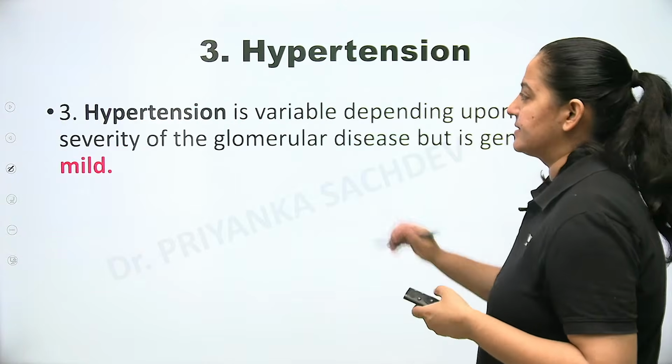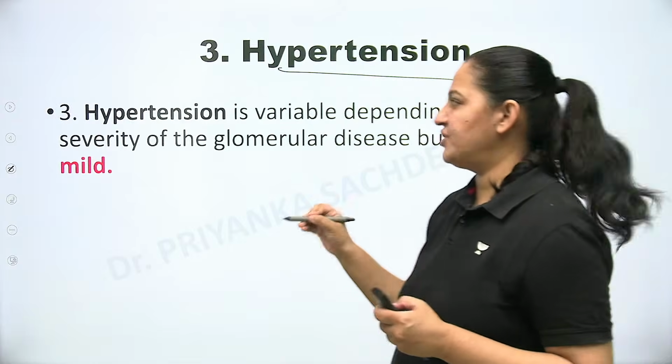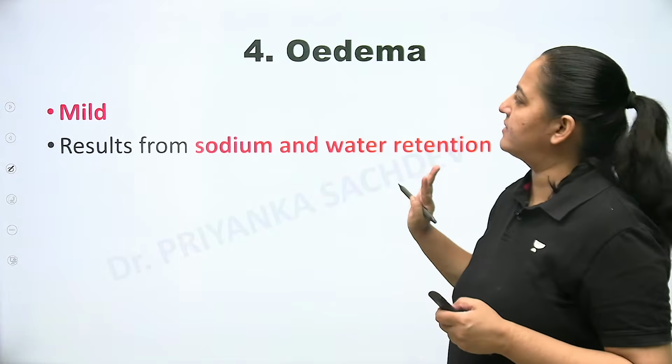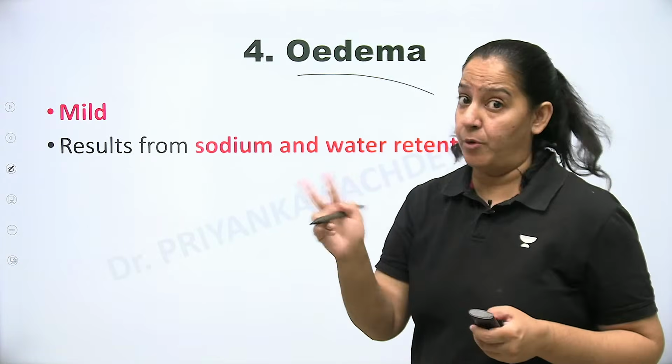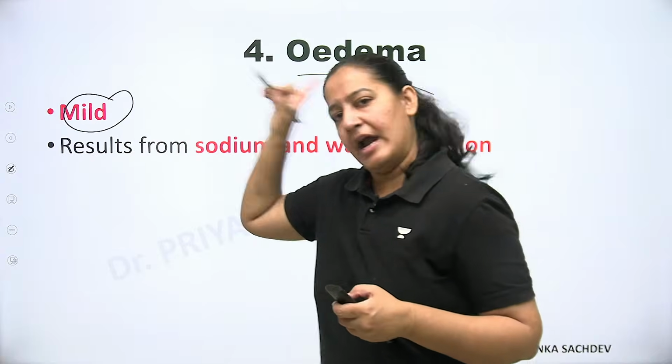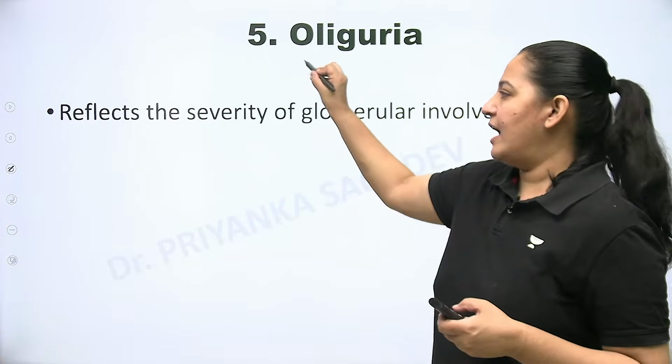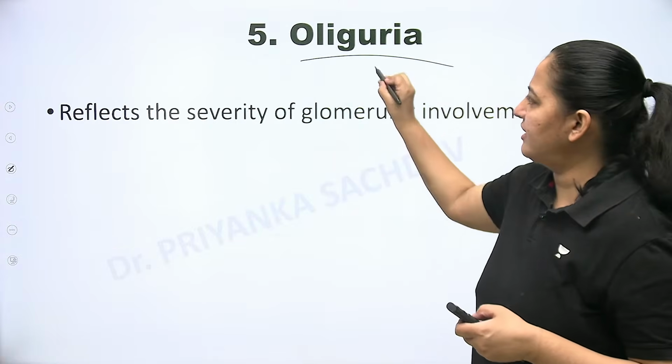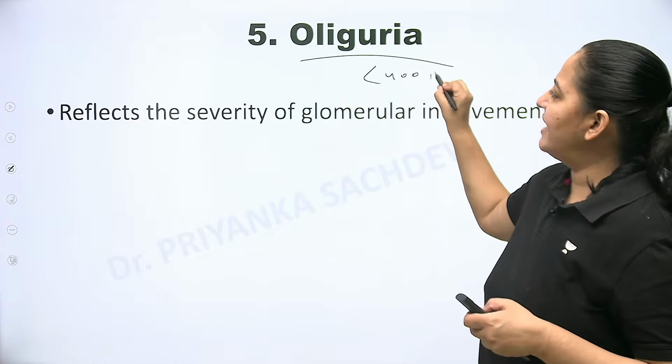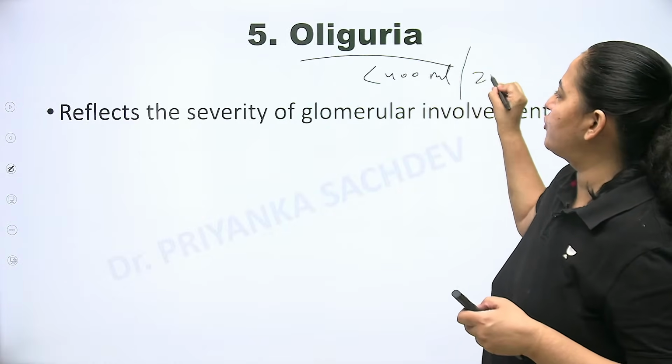So these are the two differences. Coming on hypertension, hypertension is there, but it is only a feature of nephritic, not nephrotic. Edema again occurs in both. Again here edema is mild and there edema will be severe, right? And oliguria is a feature. You know the definition of oliguria: less than 400 ml of urine per 24 hours.